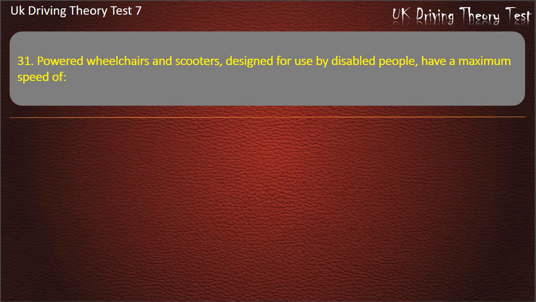Question 31. Powered wheelchairs and scooters, designed for use by disabled people, have a maximum speed of 8 miles per hour. 20 miles per hour. 16 miles per hour. 12 miles per hour. Answer. 8 miles per hour.